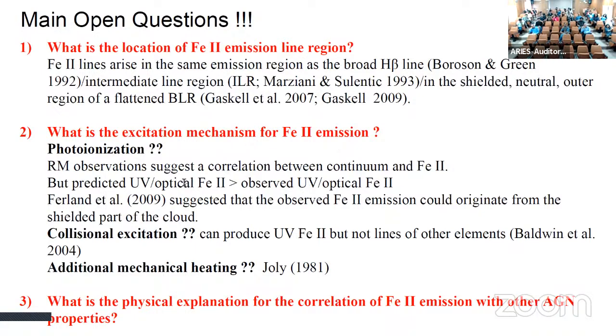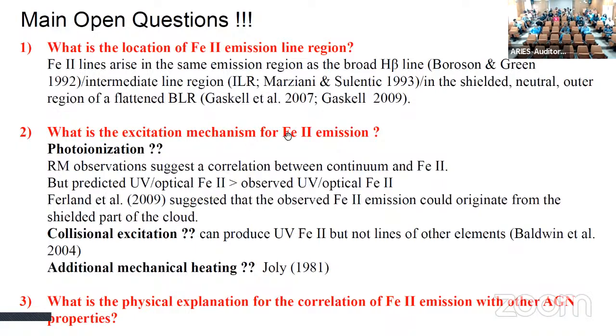So when the observer is here, he will see radiation from the dark side, and also radiation from the illuminated side of the cloud. So to explain this mismatch between the UV to optical ratio predicted and the observed ratio, they suggested that the observed Fe2 could be from the shielded part of the cloud. This will be one of the topics I will be focusing on in this talk.